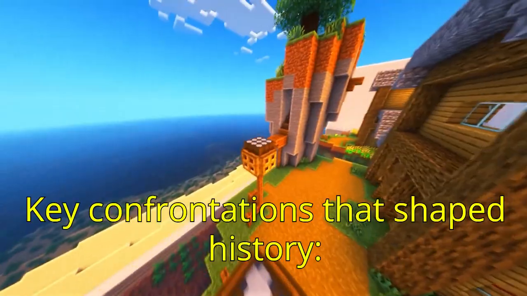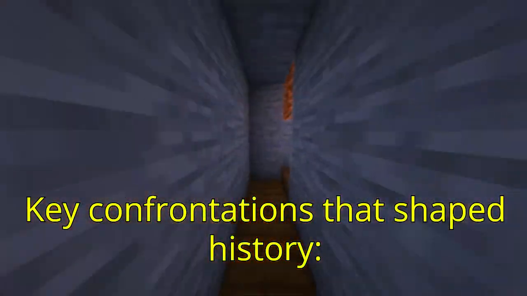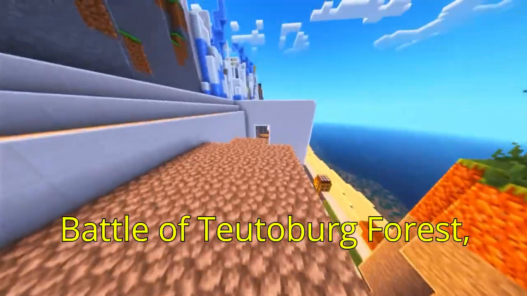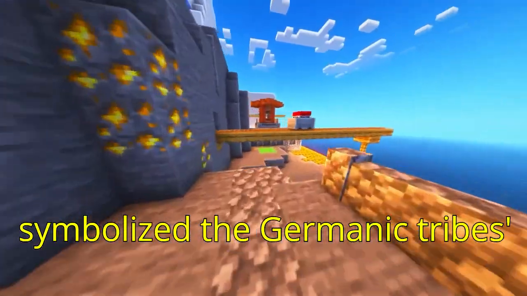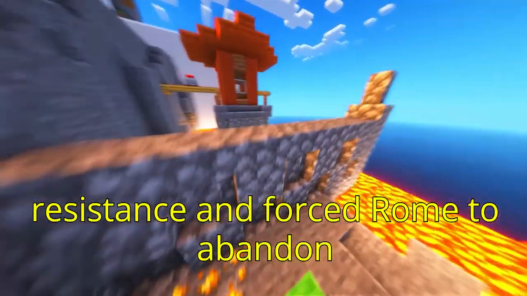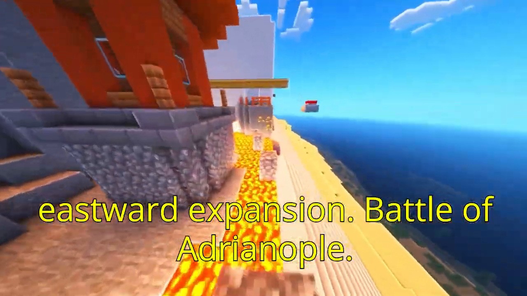7. Key confrontations that shaped history. Battle of Teutoburg Forest, 9 CE. Arminius' ambush symbolized the Germanic tribes' resistance and forced Rome to abandon eastward expansion.